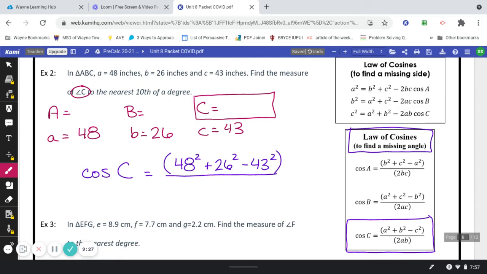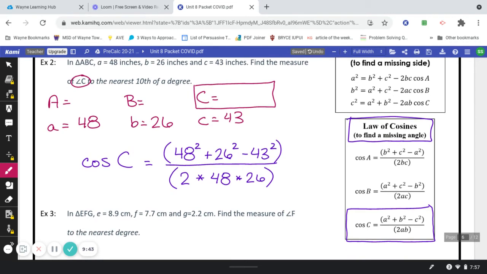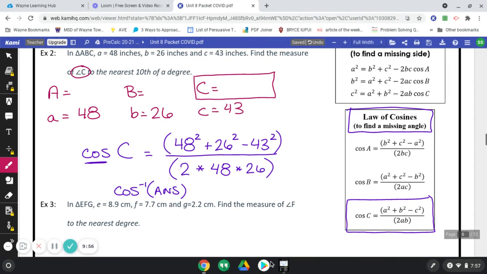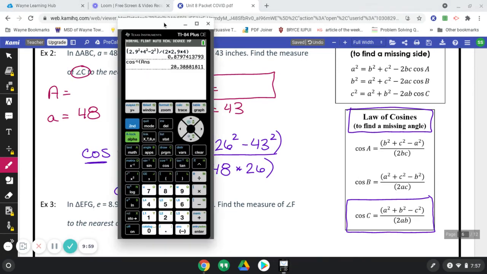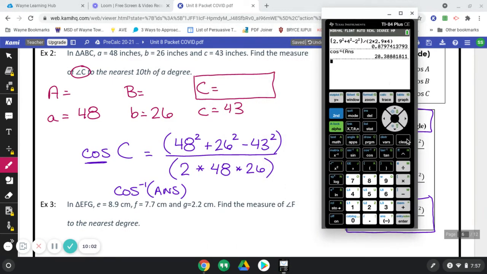Close the parenthesis. Open a new parenthesis at the bottom. This is very important. You have to open a new parenthesis at the bottom. Otherwise, your calculator will not do it correctly. And close it at the end. Once we have that answer, we're going to try to get rid of this cosine here by inverse cosining. So practice typing this in your calculator. Again, a lot of mistakes happen from the calculator. So make sure even as I'm typing it in, you're still able to type it in your calculator.